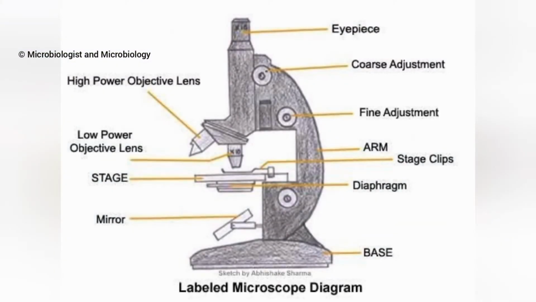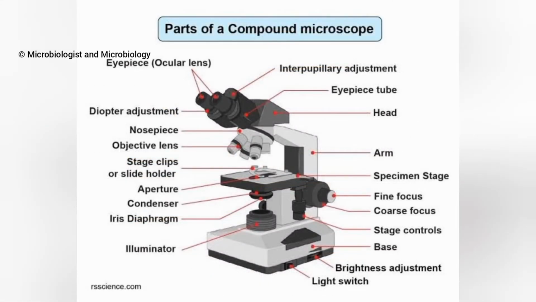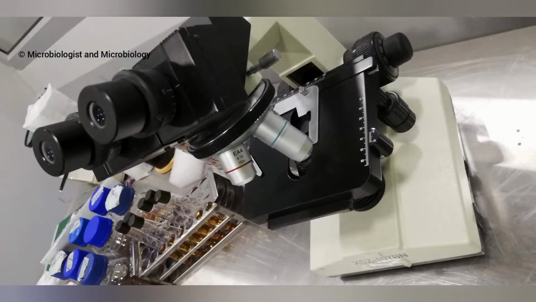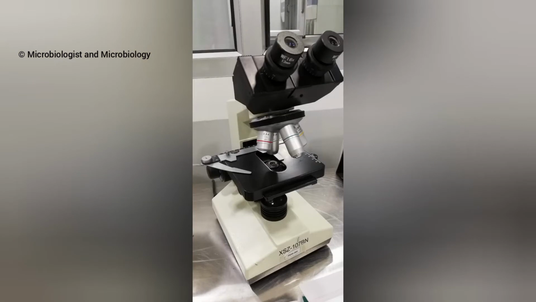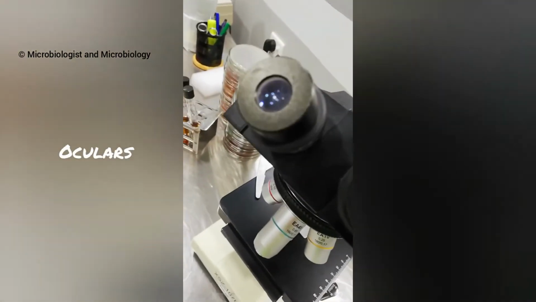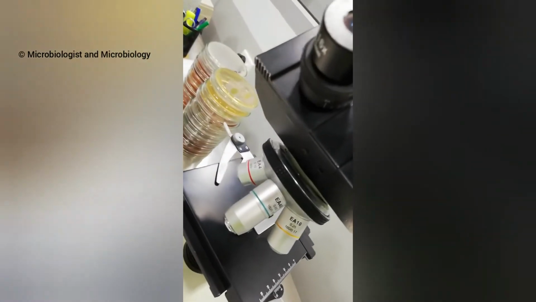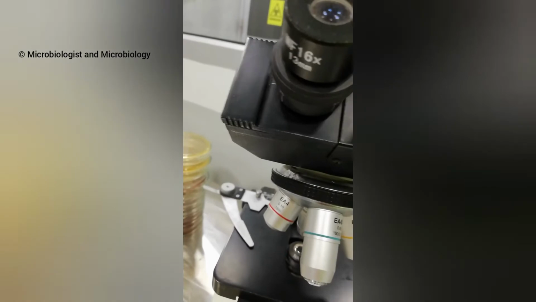Let's talk about the structure of the microscope. You can see a labeled microscope diagram, where you can see its parts very clearly. In this video, I am going to share the details of the parts of a compound microscope, from which you can learn very well. Let's start from the top of the microscope. On top, we have the oculars. We can adjust them out or in to fit the width of your eyes. The oculars have a magnification of 16x or maybe 10x.